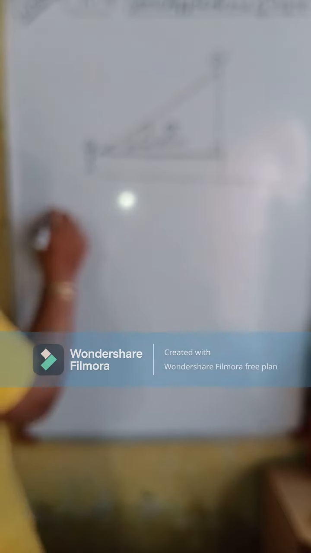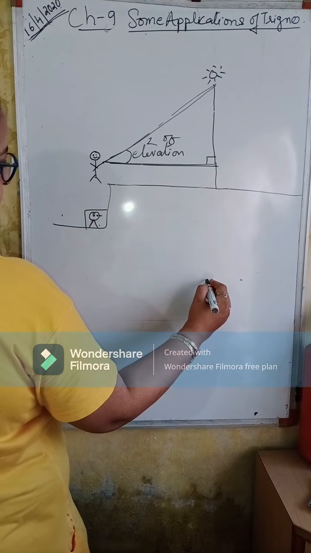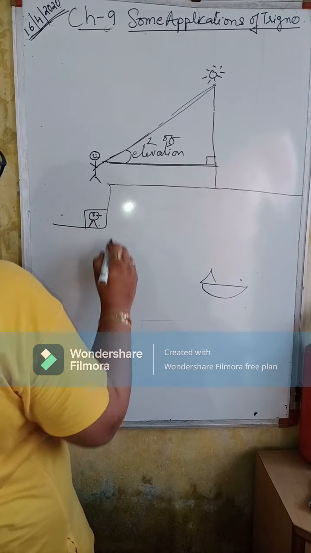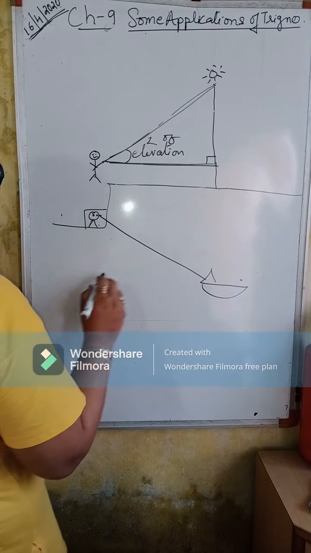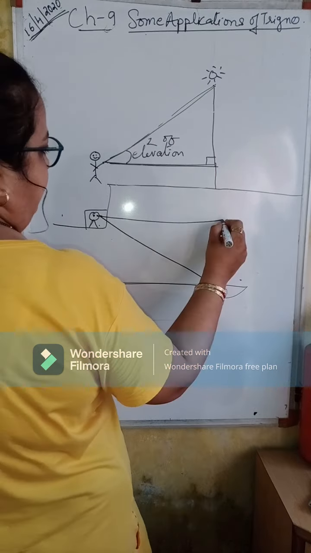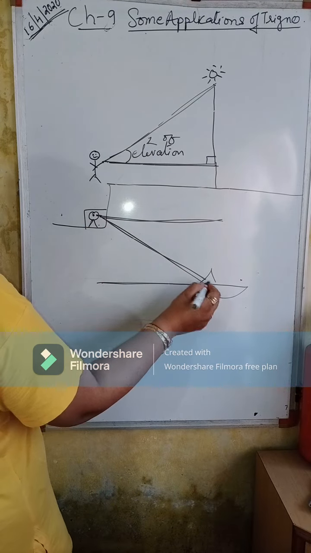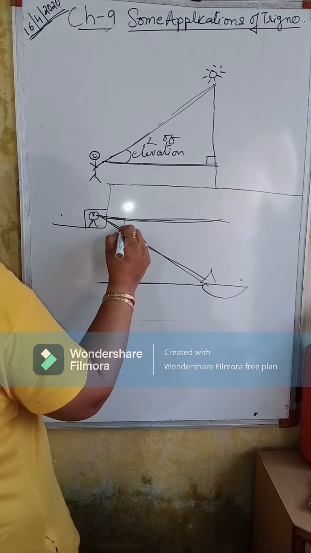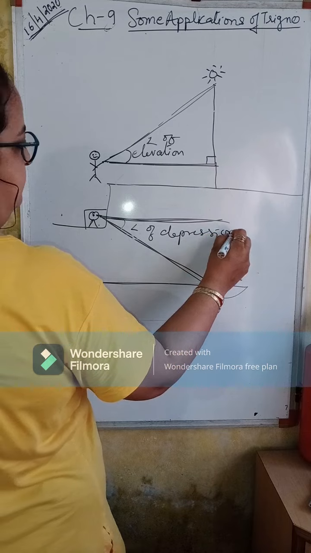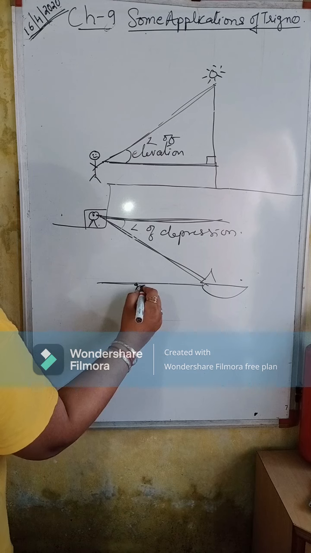Now, I am standing here at my window and I am watching something down, whatever the object is, you can say a boat. Your eye is watching down. This is the horizontal, and here is another horizontal. Our eye is watching down, and our horizontal is here, so this is called the angle of depression. This is the ground, the river, you can say ground level.